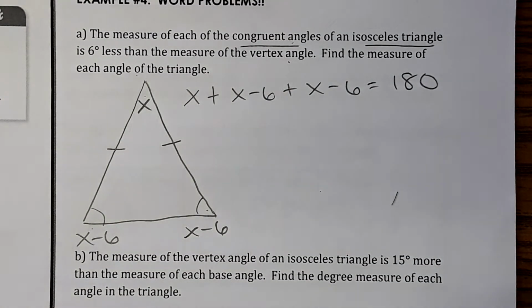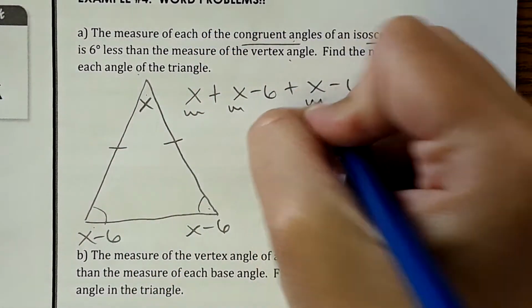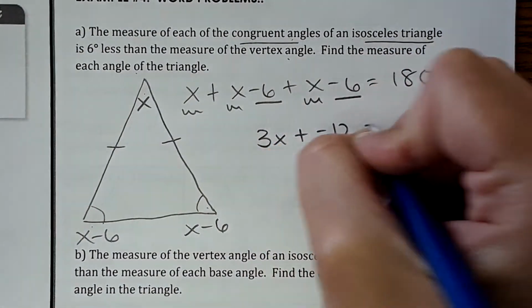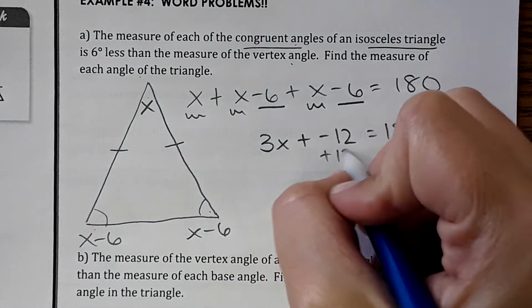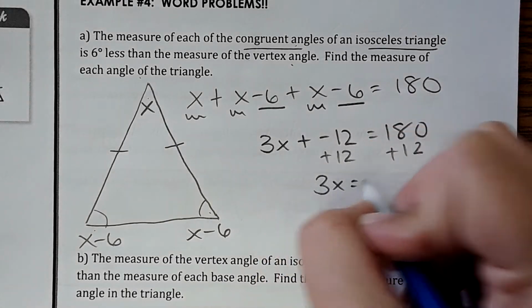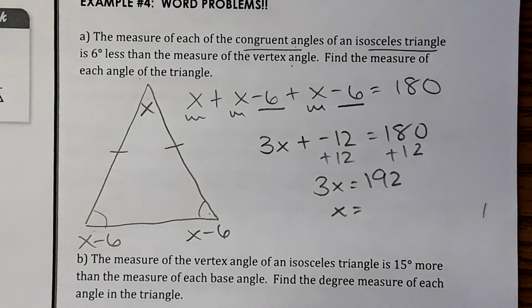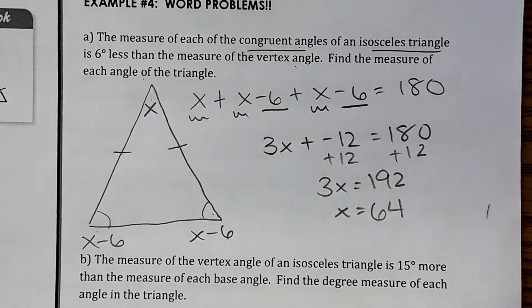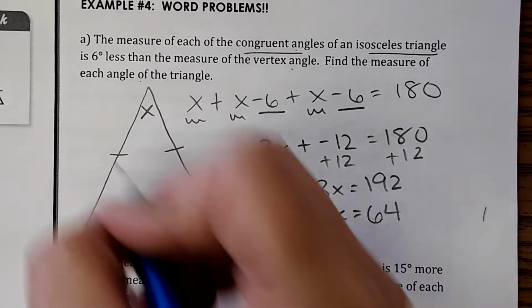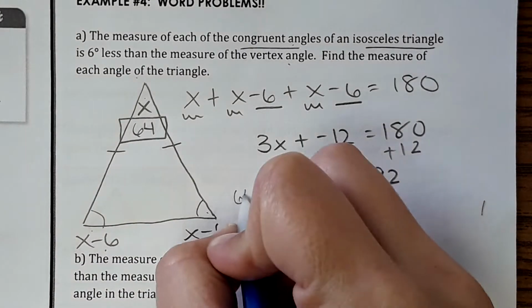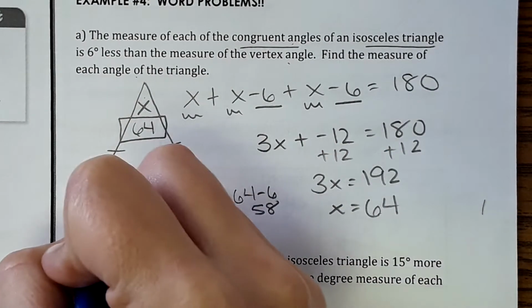Then from here we solve. Combine like terms and solve. So x plus x plus x is 3x. Negative 6 plus negative 6 is negative 12. And it comes out to 64. It doesn't ask for x though, it asks for the measure of each angle. So 64 would just be the measure of the vertex angle. And then 64 minus 6 is 58, so that's the measure of your base angles.